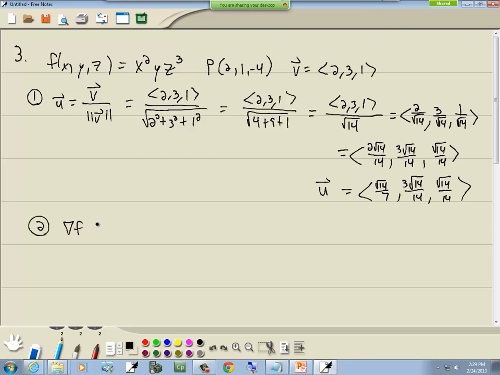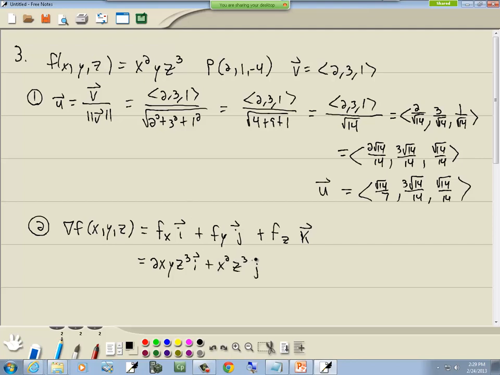Well, our second step is to find del f of x, y, z. And that's going to be equal to our partial with respect to x, i, plus partial with respect to y, j, plus partial with respect to z, k. Well, again, when I'm taking the partial with respect to x, I'm treating the y and z like constants, so they remain as is. They don't disappear. The derivative of x squared is 2x, so this becomes 2x y z to the third i. Partial with respect to y, the x and z are constants. The derivative of y is 1, so that gives me x squared z to the third j.